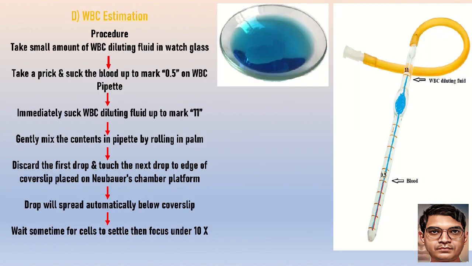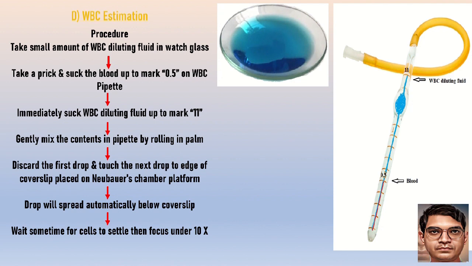Procedure of the WBC estimation starts with taking a small amount of WBC diluting fluid in a watch glass. Then take a bold prick and suck the blood up to the mark 0.5 on the WBC pipette. Immediately after this, suck the WBC diluting fluid up to the mark 11 on the WBC pipette. Gently mix the content in the pipette by rolling it under the palm. Discard the first drop and touch the next drop to the edge of the cover slip, which is placed on Neubauer's chamber.